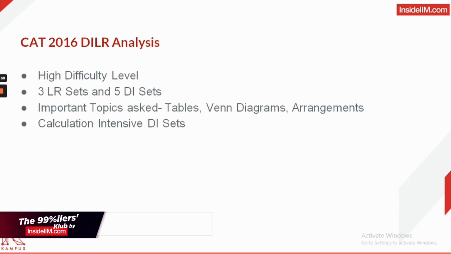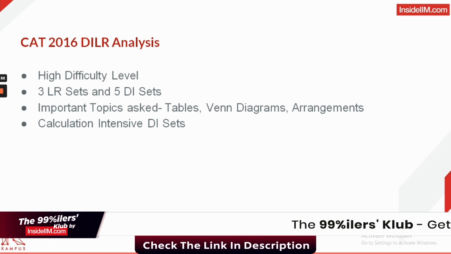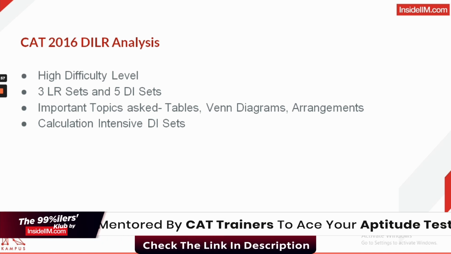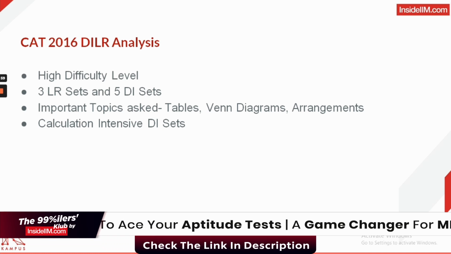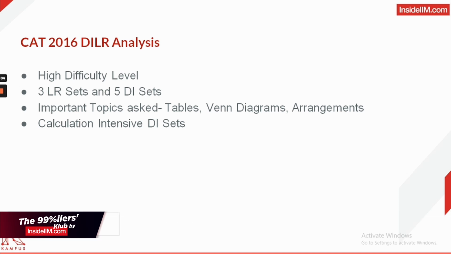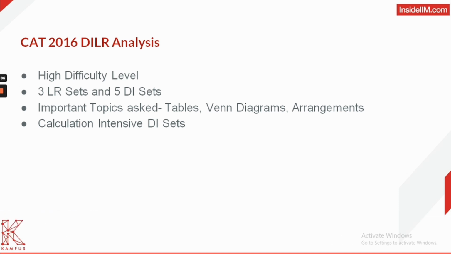DILR section can be considered the toughest in CAT 2016. It had a high difficulty level with 3 LR sets and 5 DI sets. However, in recent years, we have noticed that the lines between DI and LR have gotten quite blurred, and it is rare to find a pure DI set. Most of the DI sets would have some elements of LR in them. This trend is expected to continue this year too.